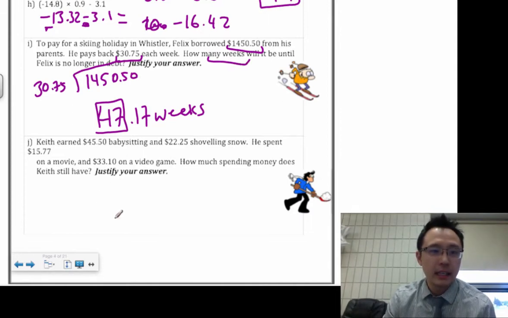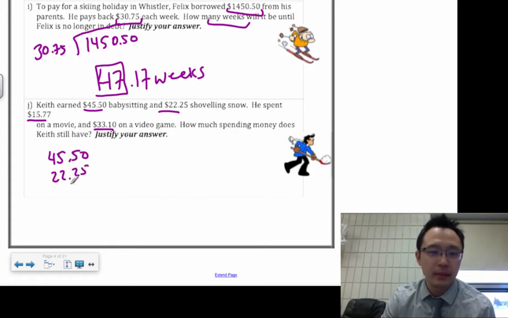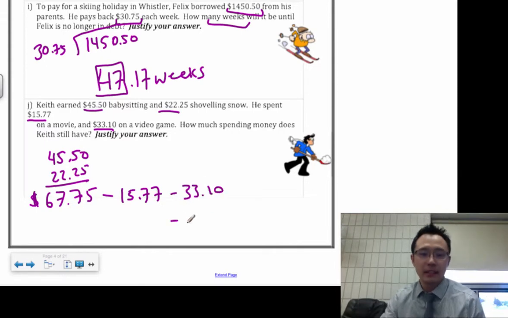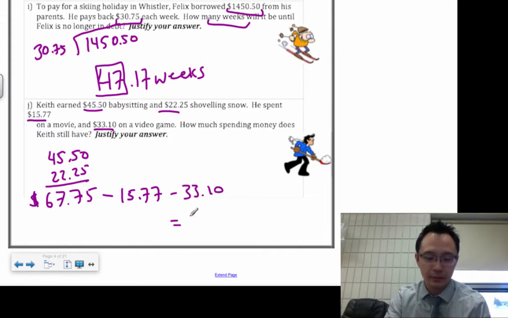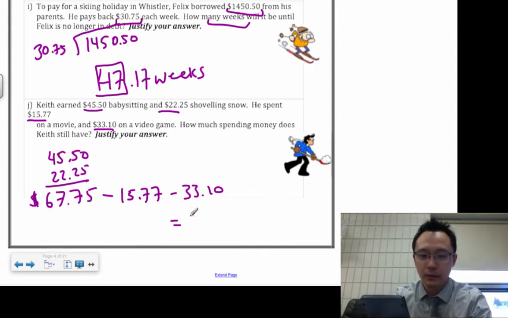J, Keith earned this much babysitting, this much, he spent that much and that much. So 45.50 and 22.25. This is what he made, 57.76. That's what he earned. And then he subtracted 15.77, subtract another 33.10. How much money did he still have? So I'm just going to, for fastness, punch this all into my calculator. Hopefully you guys work this out as well.